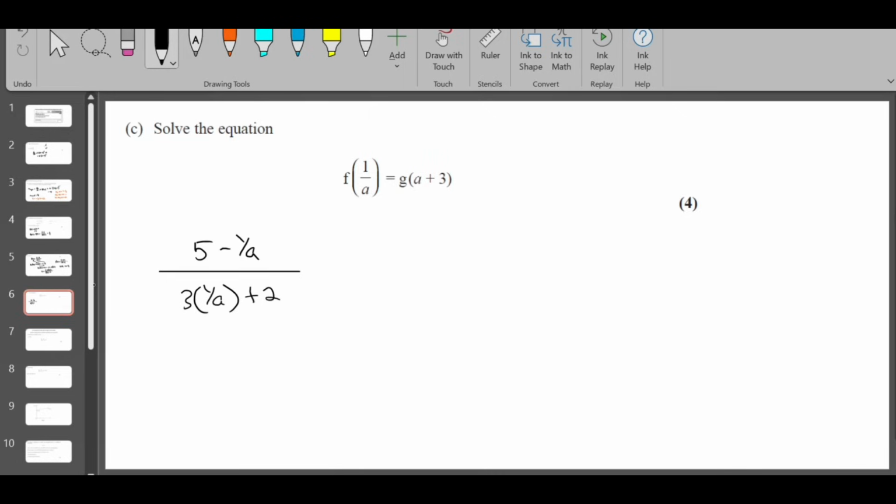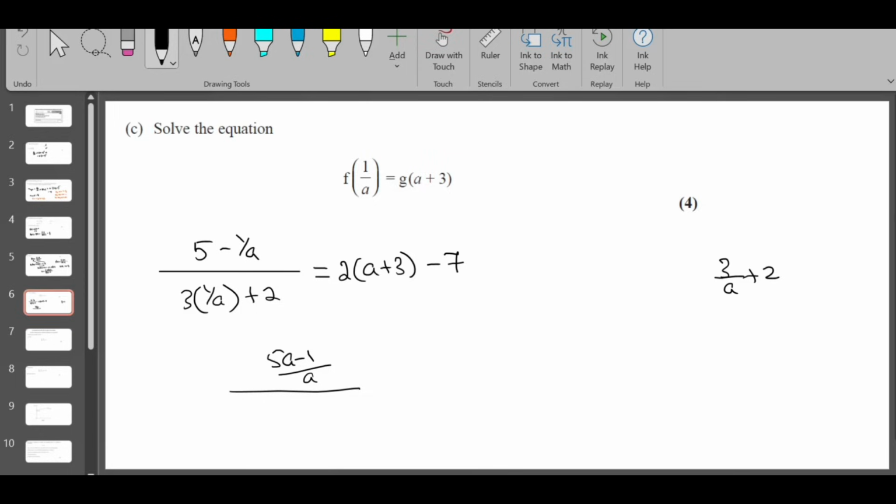3x plus 2 is equal to, in g of x, replace x by this. g of x is 2x minus 7. So 2x minus 7, make a as a subject. When I simplify this, I'm going to get (5a minus 1) divided by a. And then the denominator is 3 over a plus 2.